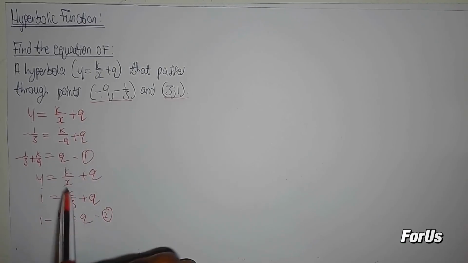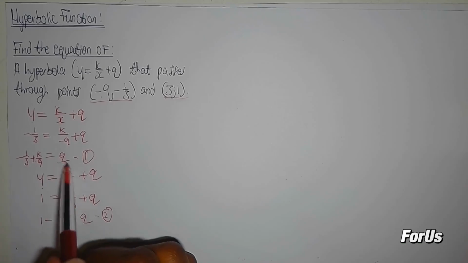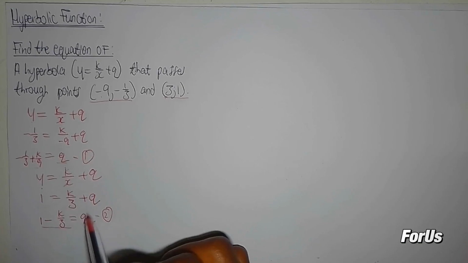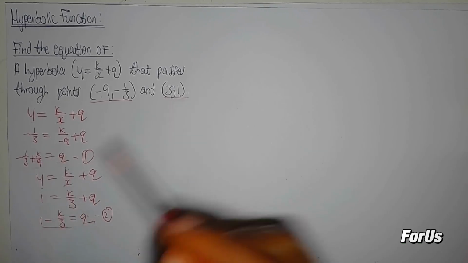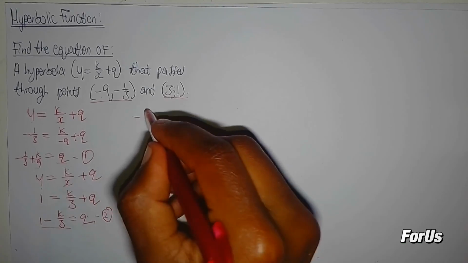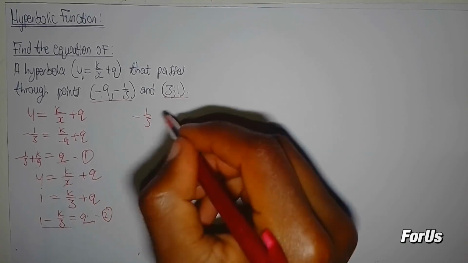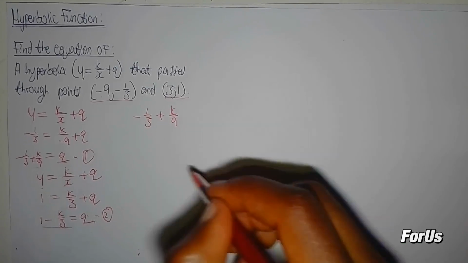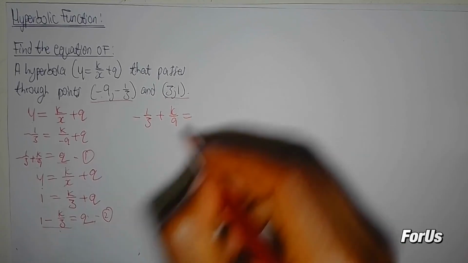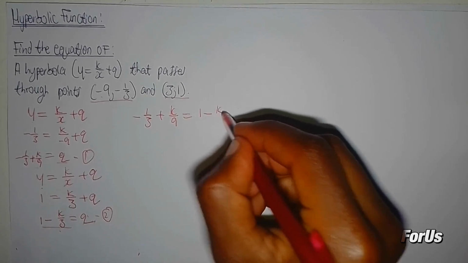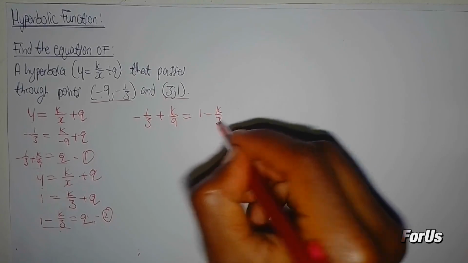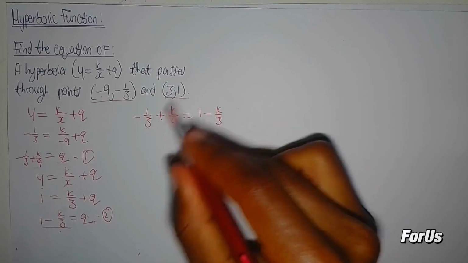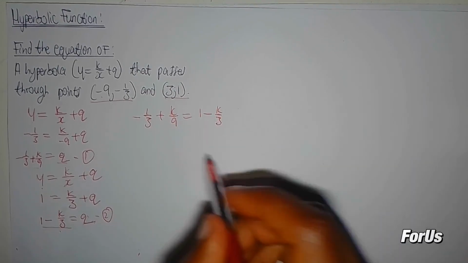Next, as you can see here, we have q and q. This and this, both of them equal q. You're going to equate this and this. You're going to say -1 over 3 plus k divided by 9 is equal to 1 minus k over 3. Both of them are equal to q. That is why we equate them here. Next, you're going to do this.